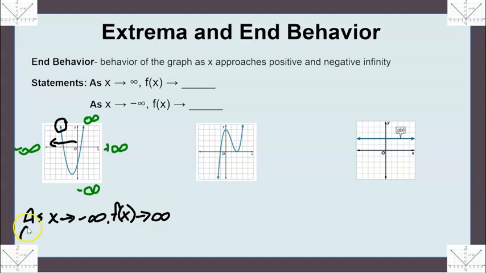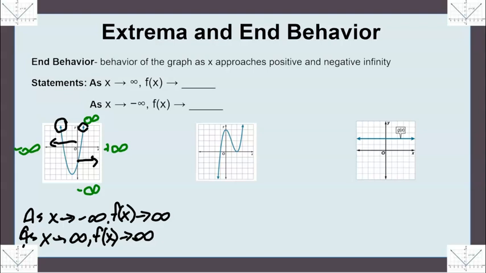And then the second statement, as x approaches positive infinity, so when it goes to the right, where's the arrowhead? The arrowhead is pointing up to positive infinity, so we would have f of x approaches positive infinity.